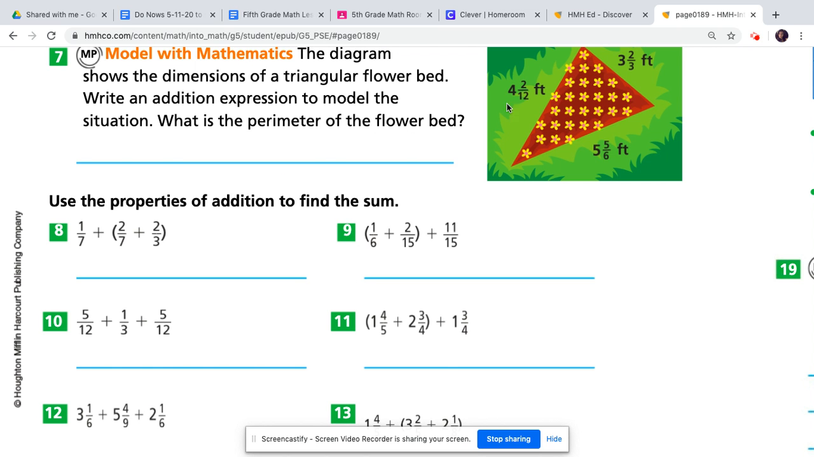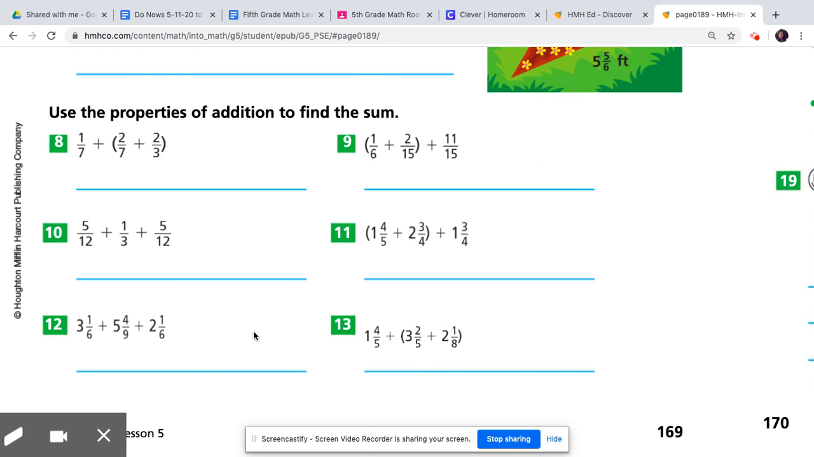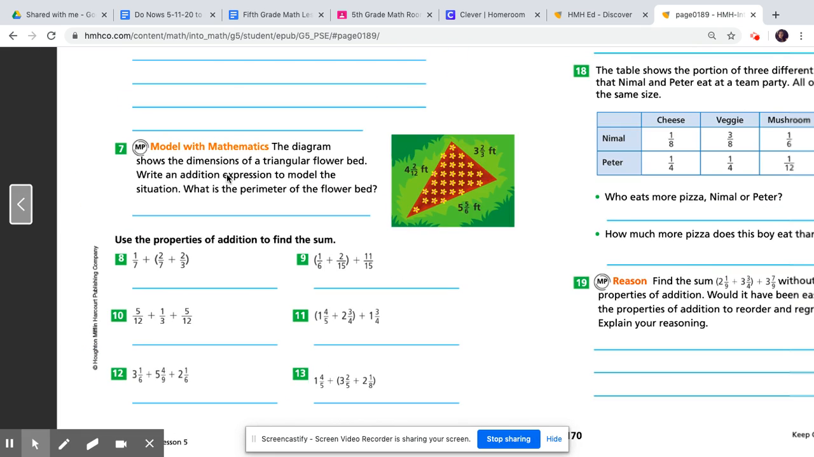It wants to know the perimeter of the flower bed. Okay, you just want to know the outline of here. So I'm just adding those sides, and then here you're just practicing addition. Okay, if you want to use the properties and rearrange these, go ahead. If you want to add them the way they are, that's fine too. Okay, just double check your work.